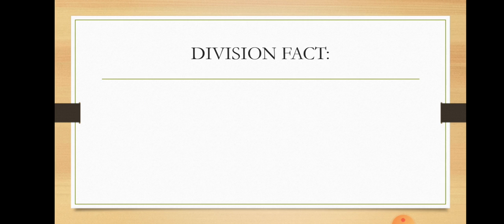Now children, our next topic is division fact. Now you will see what a division fact is. Division fact means, see, 64 divided by 8 equals 8. You say the table of 8. 8 eights are 64. So this is our division fact. 81 divided by 9 equals 9. 9 nines are 81. 20 divided by 2 equals 10. 2 tens are 20. 55 divided by 11 equals 5. 11 fives are 55. So these all are division facts.